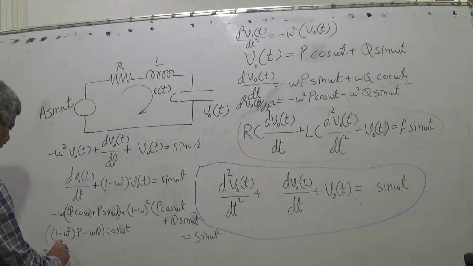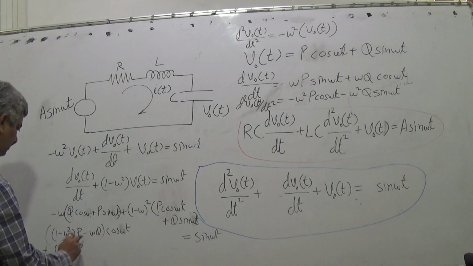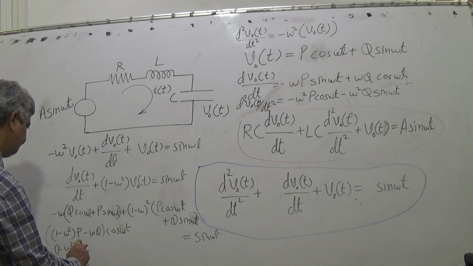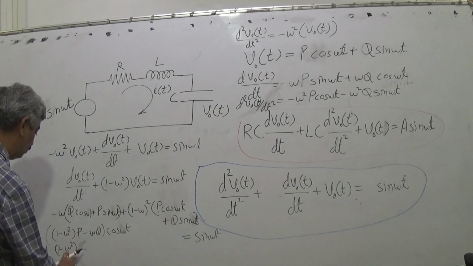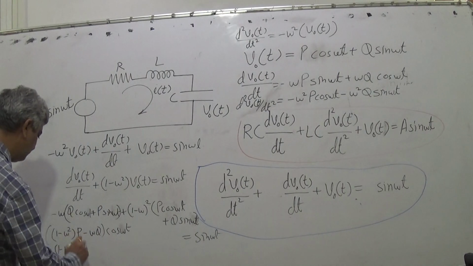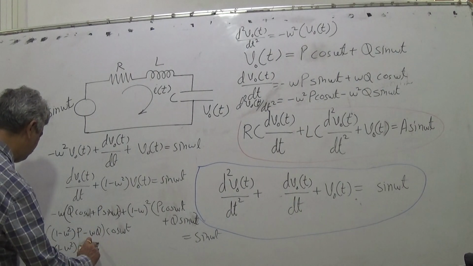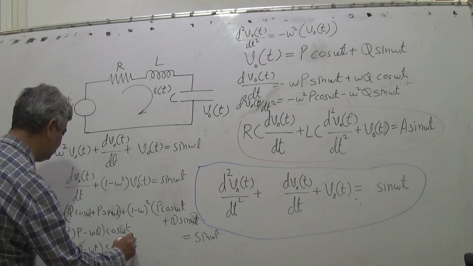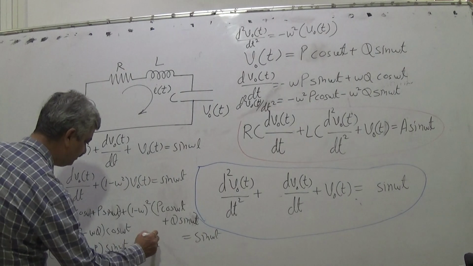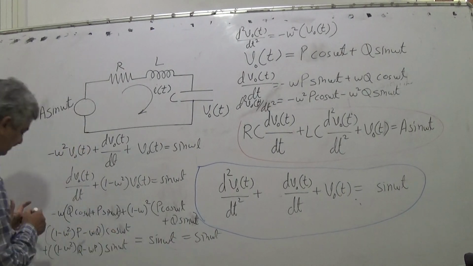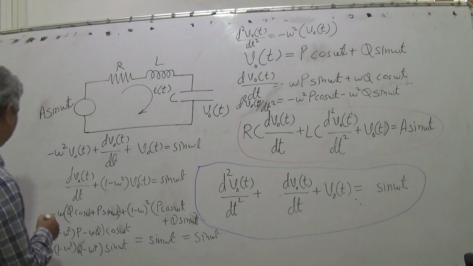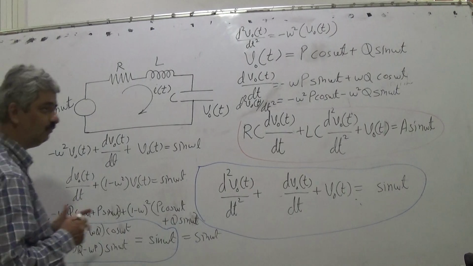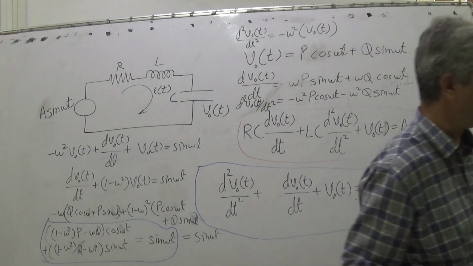Plus 1 minus omega square q minus omega p times sin omega t, this whole is equal to sin omega t. And then this equation is solvable. It's not impossible to be solved.